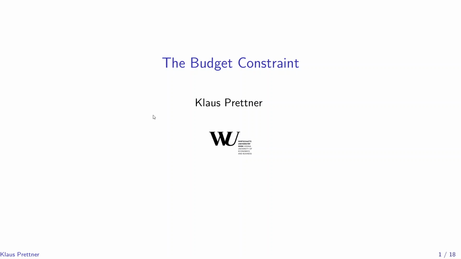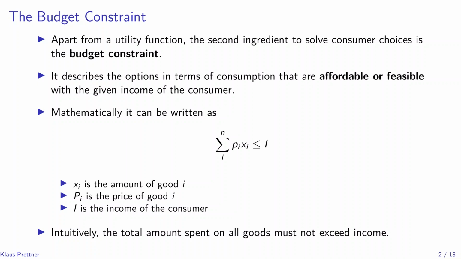After having discussed utility functions as the first important element for the analysis of consumer behavior, we come now to the second important element, the budget constraint. While the utility functions and indifference curves describe the preferences of consumers, so how much they like the different goods, the budget constraint now describes how feasible the different consumption goods are for the given income of the consumer.